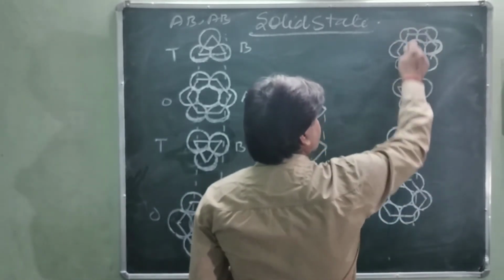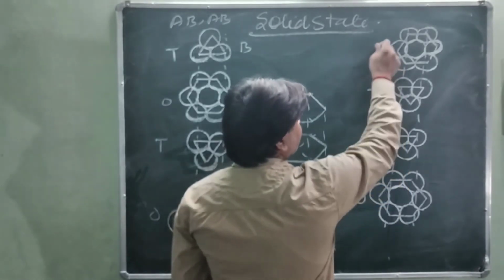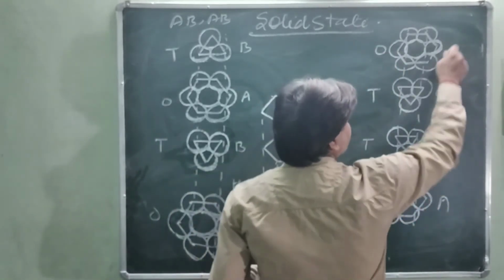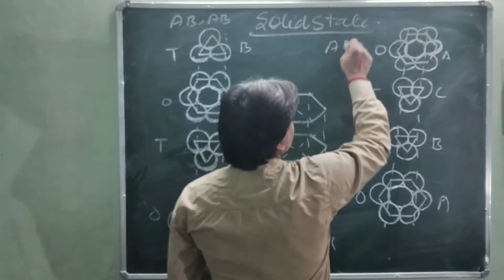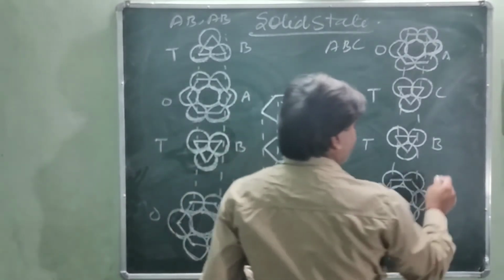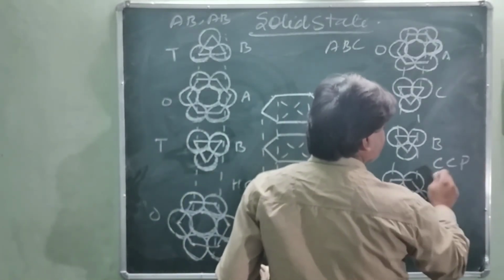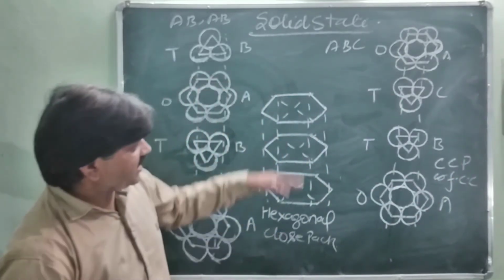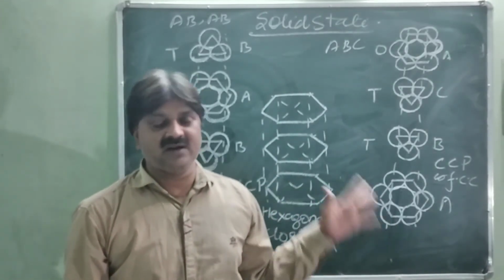In this way you can show. So octahedral, tetrahedral, now further tetrahedral and octahedral. This is A, B, now C, and then A. So their structure is ABC type, and appears as FCC or CCP, cubic close pack structure, or it is called FCC, face centered cubic close pack. So there are two types of structure created when the third layer is placed over the second layer.